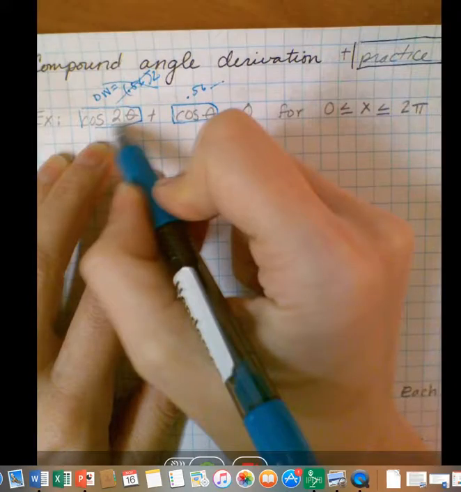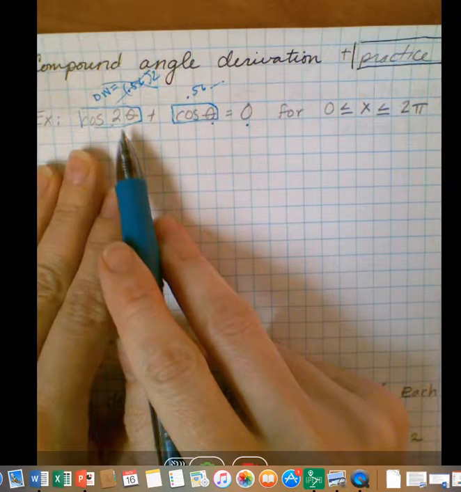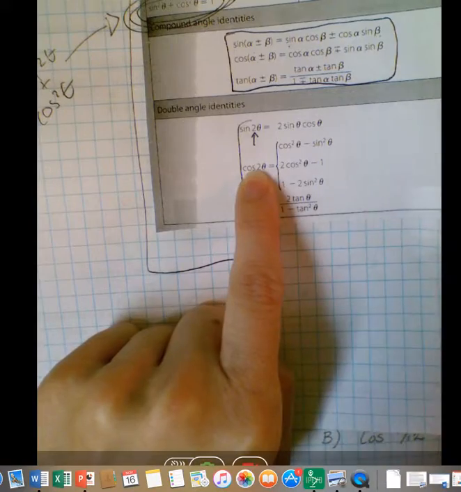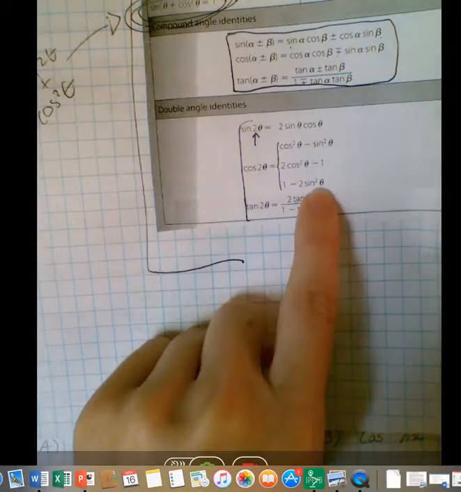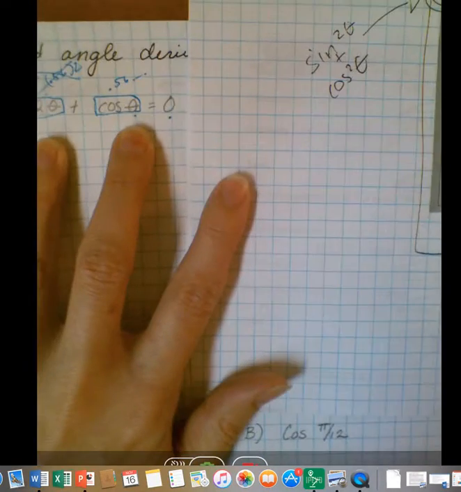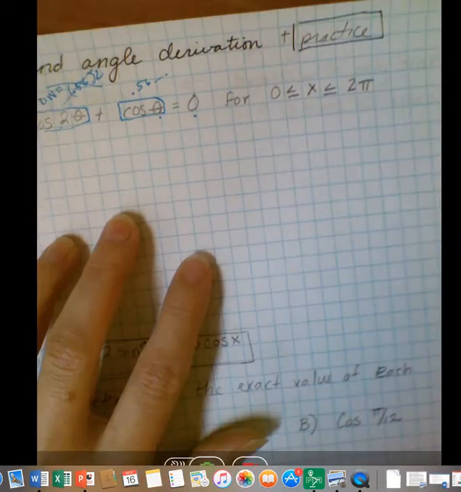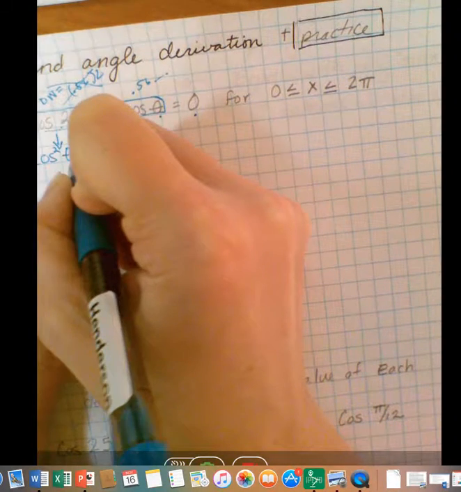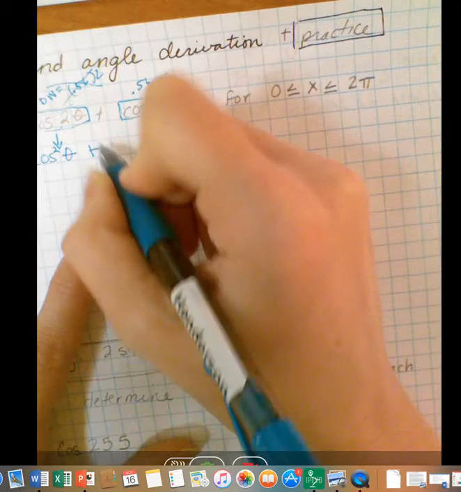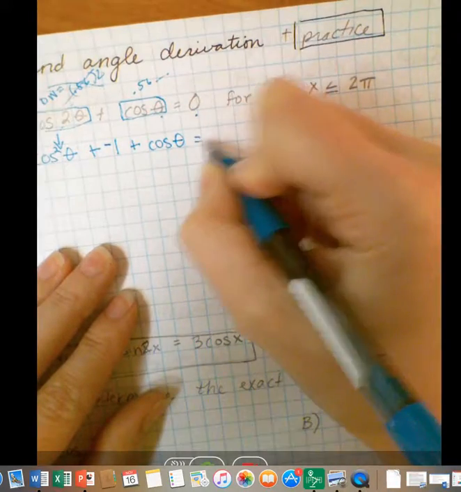All right, in order for us to solve these, it has to be in the same type of variable. So let's go ahead and go over here to our formula. The cosine of 2 theta, well, I've got one that's squared, one that's squared that has a sine, and here's one that only has a cosine. In this instance, I'm interested in the one that only has a cosine in it because this only has a cosine in it. So I'm going to use my identity, and I'm going to replace this with 2 cosine squared of theta plus negative 1. That's from that right there. Plus cosine of theta equals 0.